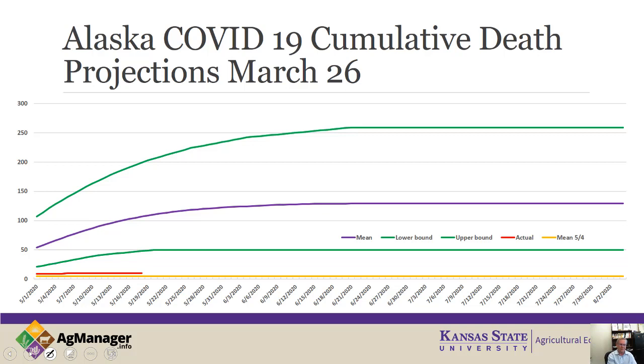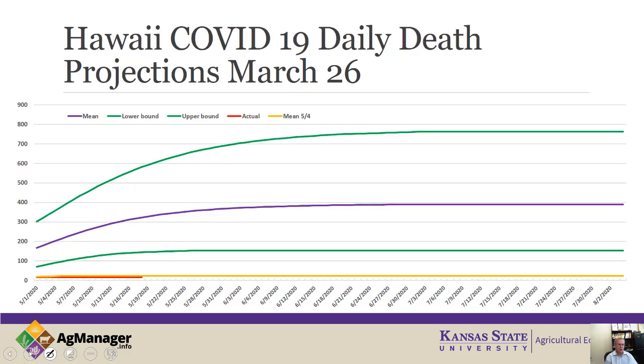Alaska is a little bit above, but it is important to realize that there are such low numbers in Alaska. And again, the forecasts are so much below what was originally expected. Hawaii also is very close, and again, very low levels of death compared to what was originally projected.